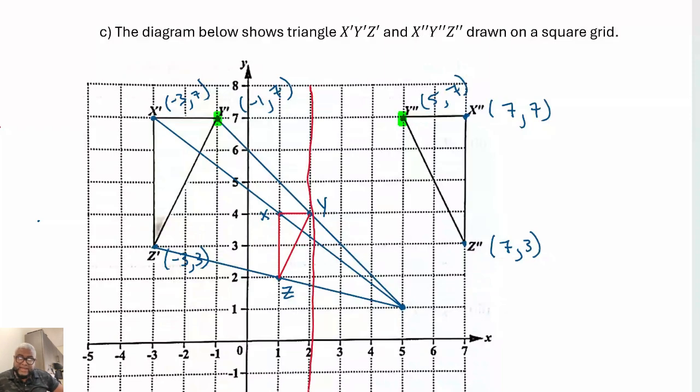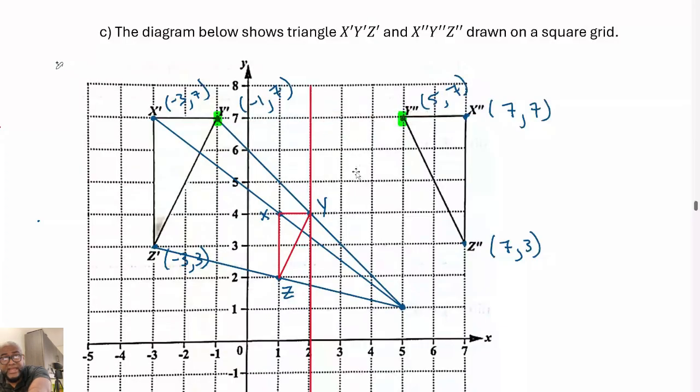So is this the mirror line here? Is a line running through 2, right? Is that the mirror line? So let's count from here to the mirror line. How much space is this? 1, 2, 3. Is it the same distance on the side? 1, 2, 3. So is Destiny correct? Yes, she is. Very good, Destiny.